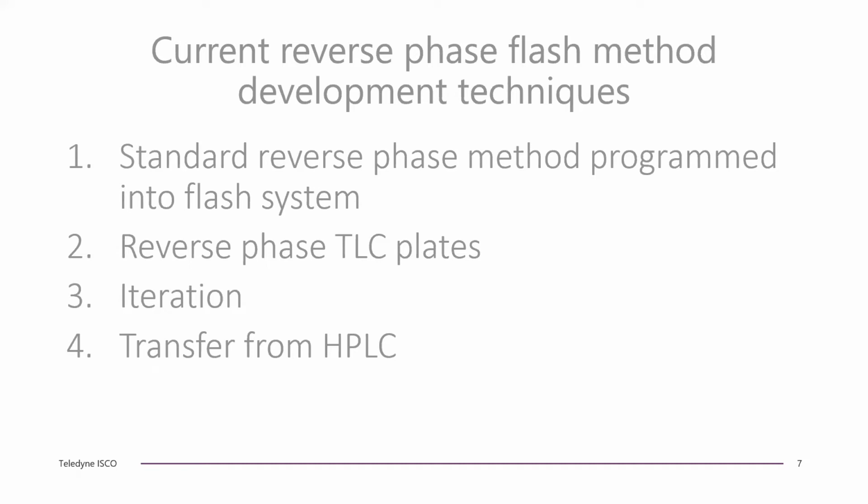This uses a lot of time, solvent, and sample on a flash system, but it uses less solvent and sample on an analytical system. So an HPLC is commonly used to develop the method, which is transferred to the flash system.